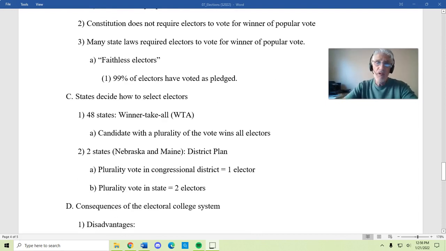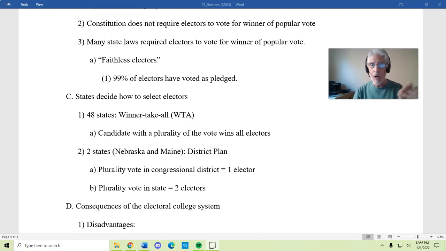The Constitution also gives the state the authority to decide how electors are selected, not how they're picked, but how they're going to be allocated to candidates. Let me explain. In 48 states and Washington, D.C., they have what's called the winner-take-all rule.